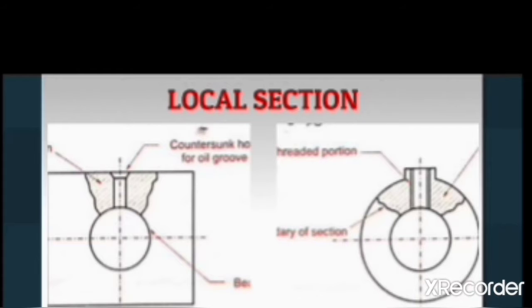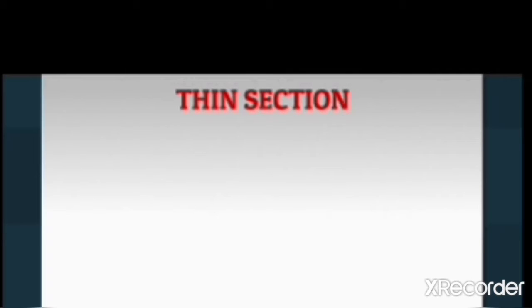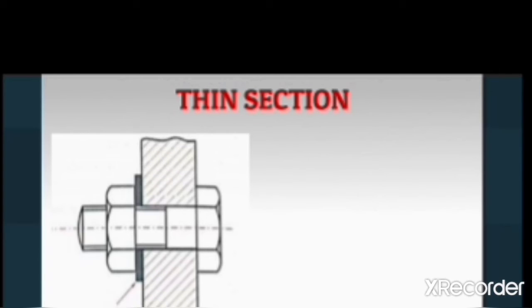Next one is local section or broken section or partial section. These are the diagrams. Next one is thin section. These are the diagrams.